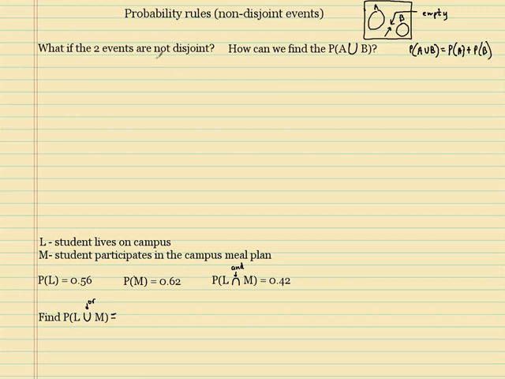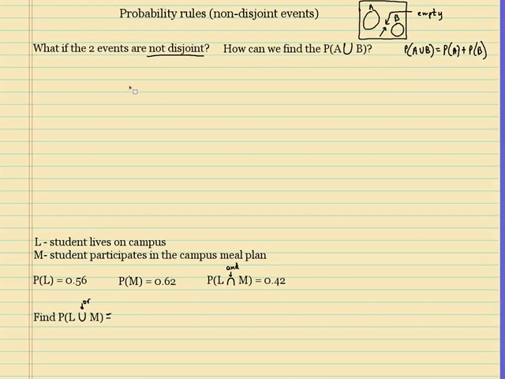Okay, so now we're going to say, well, what happens if they're not disjoint? So if not disjoint, that means that they connect somehow. That means that they intersect. So let's look at it in a Venn diagram.